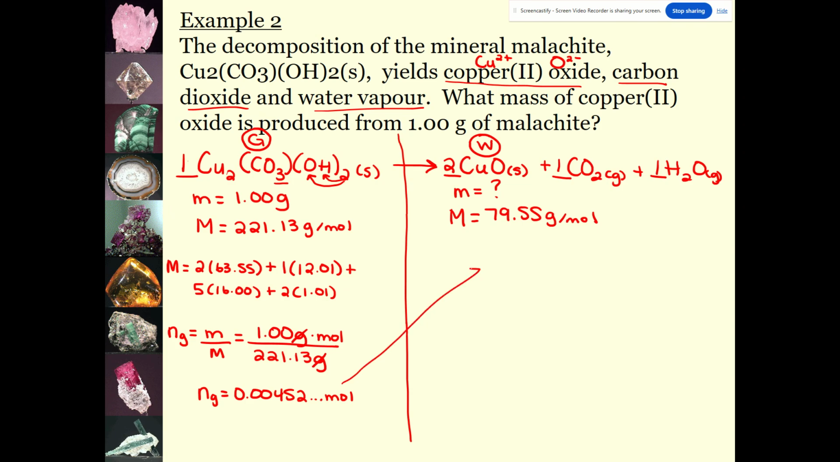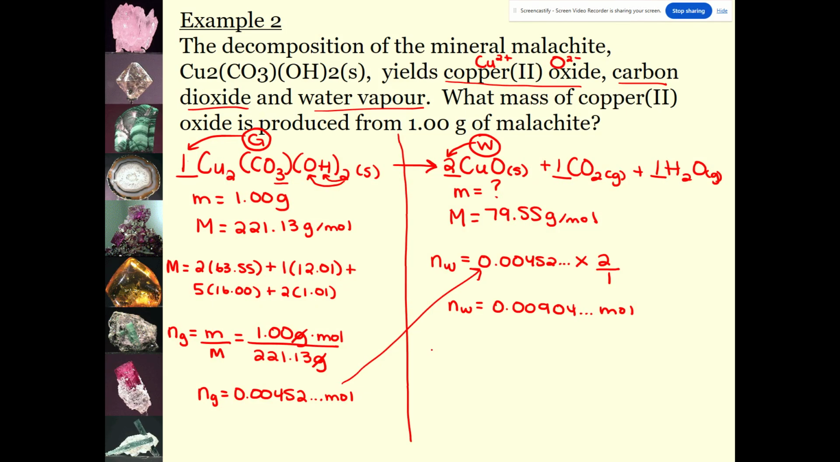Now I move them over to find the moles of my wanted, 0.00452 so on, times wanted over given. In front of my wanted, there's a 2. In front of my given, there was a 1. Okay, so I'm multiplying this unrounded answer by 2 over 1. We get an answer, moles wanted equals 0.00904, so on moles. So that's it for step 3.